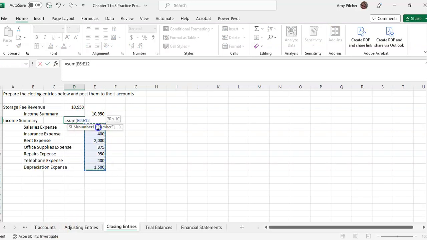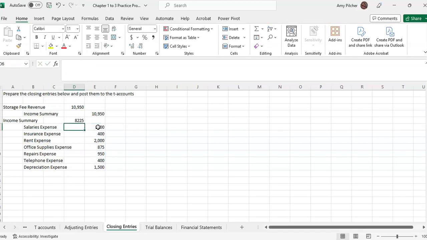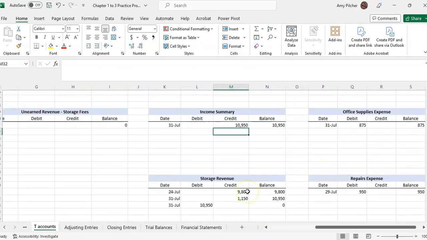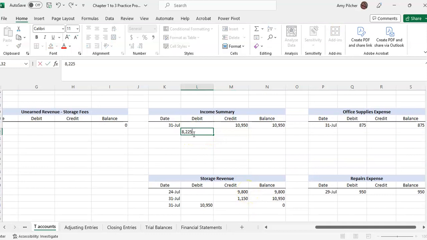Okay, then the income summary debit must equal the amount that is on our credit side. So we're going to debit income summary for 8,225. So it's July 31st.